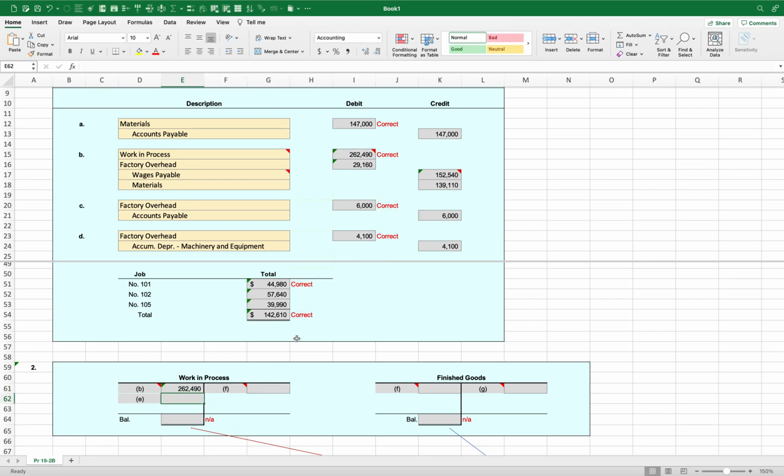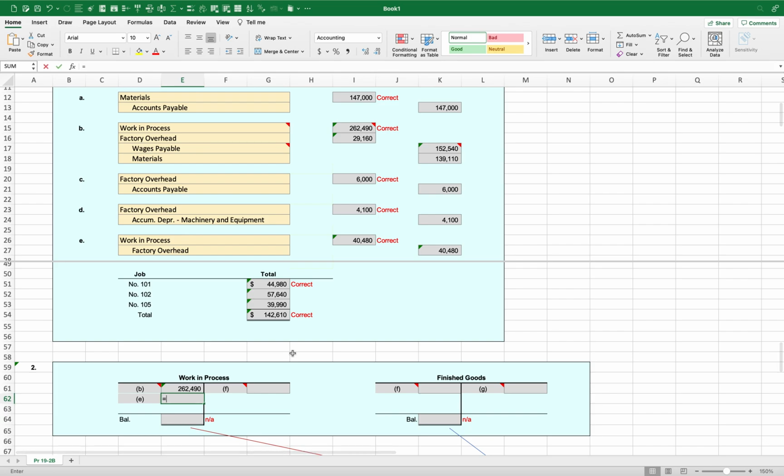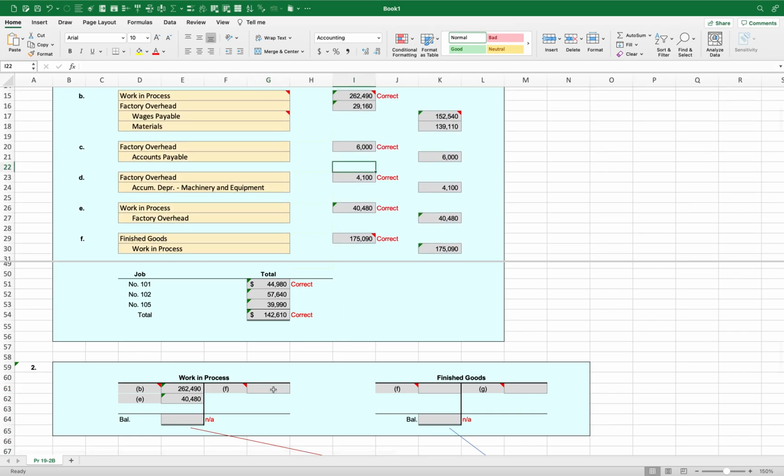They tell us that in part E it was debited again. Sure enough, it was. I'm going to go ahead and copy that from there. And they tell us that something moved out of work in process, which probably meant a credit. And that's, of course, in item F. So I'm going to pick that credit here.